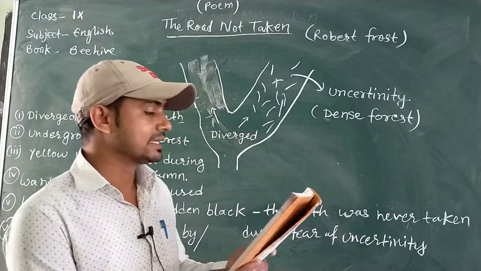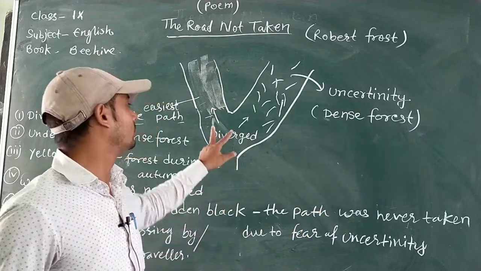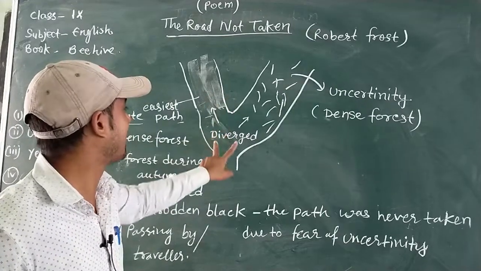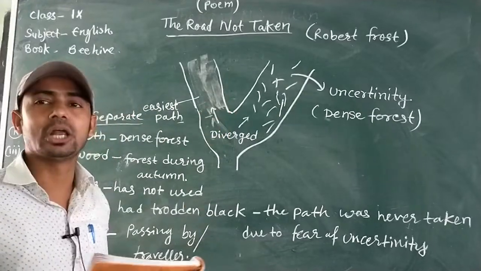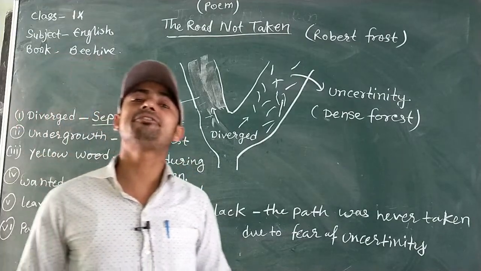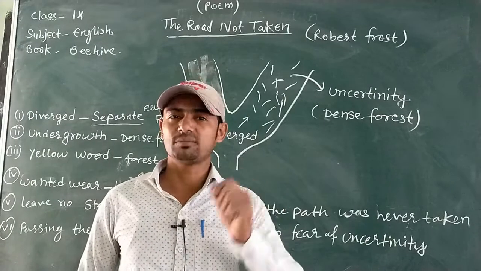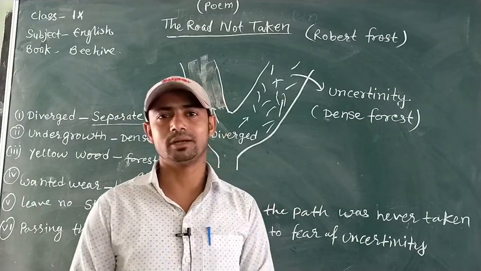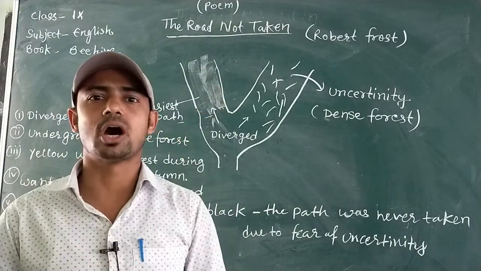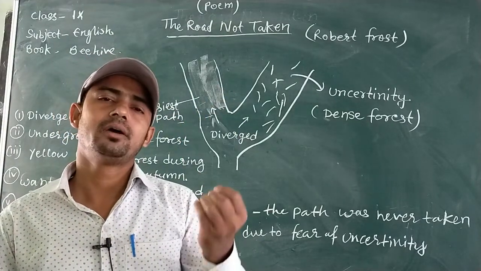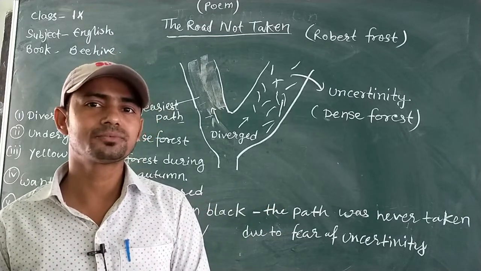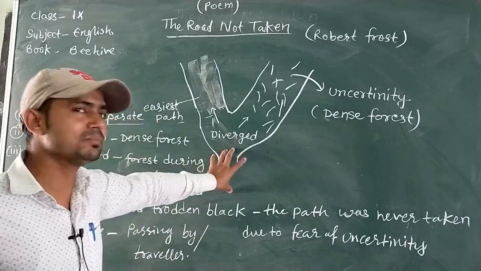Two roads diverged in a yellow wood. Two roads. Look at this figure. Two roads diverged in a yellow wood. Yellow wood signifies the autumn season. You all have seen that in autumn season the leaves turn yellow and fall down. It is because of the harsh cold winter. So it is the autumn season.